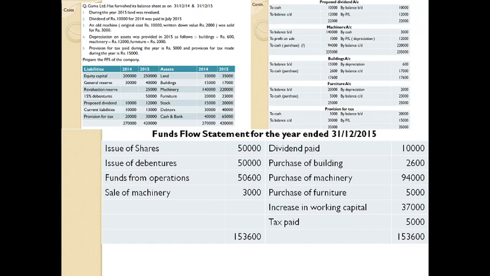We will discuss further cases and adjustments that come under the fund flow statement in the coming sessions.